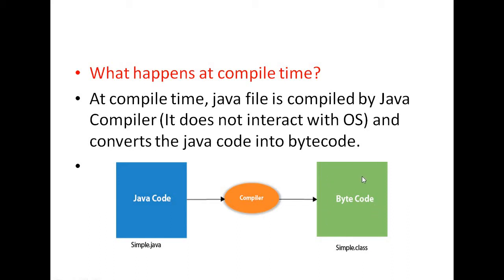Why is it called bytecode? Because here each instruction size is 1 byte. So at compilation time, the Java file is compiled by the Java compiler, which converts the Java code into equivalent bytecode. First the .java file is changed to a .class file with the help of the compiler, and this .class file is independent of the operating system and the processor.